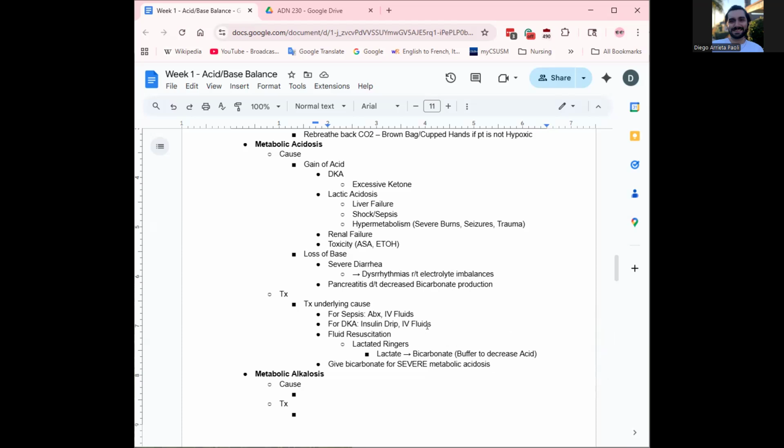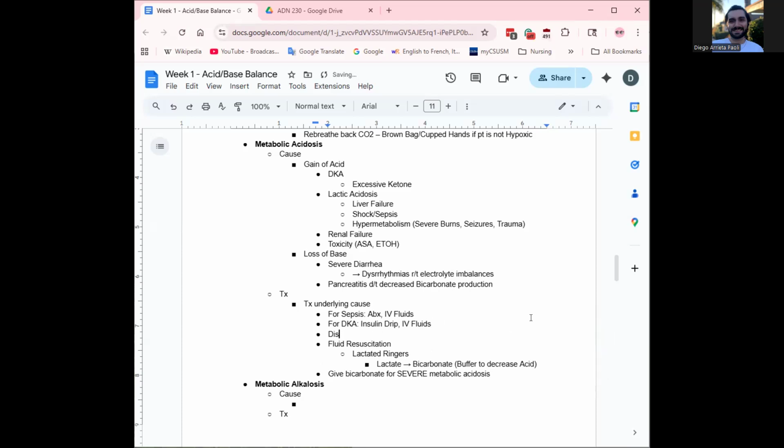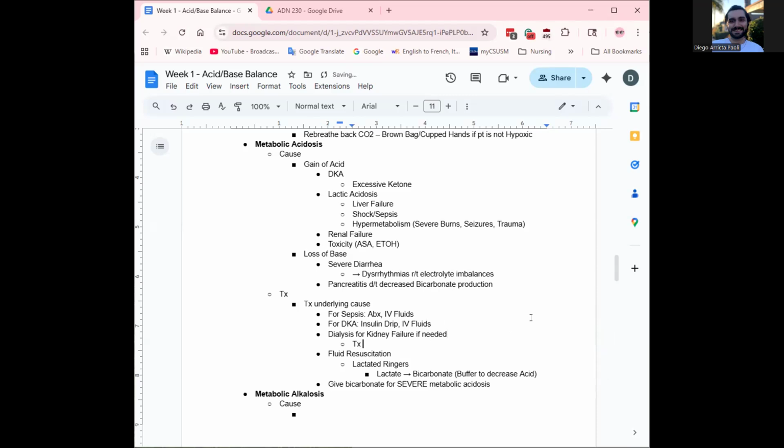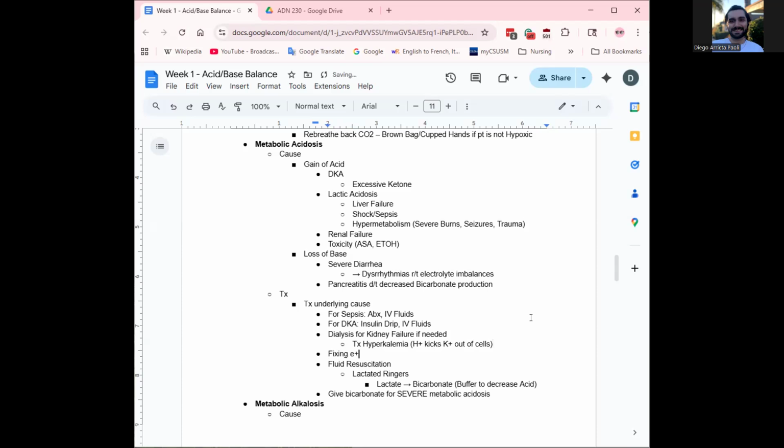Okay. And then something else I'll bring up here, maybe just dialysis for kidney failure if needed. And if you remember from before, too much acid drives potassium out of the cells, leads to hyperkalemia. So, fixing electrolyte imbalance as well.